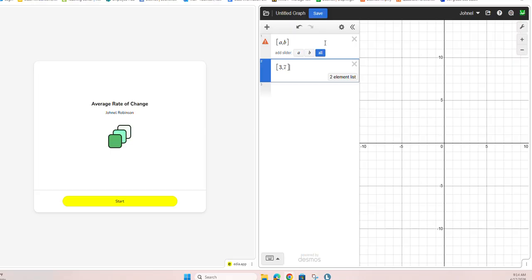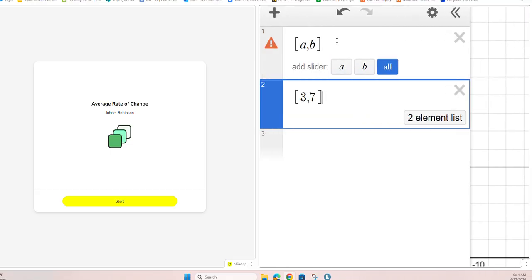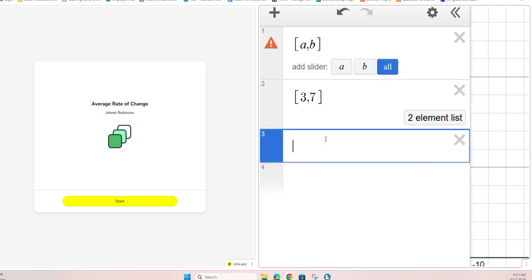A to B. So from 3 to 7 is what we will look at for the average rate of change. Everybody understand that? Part 1. Okay. Second part. The average rate of change is the change in the y over the change in x.